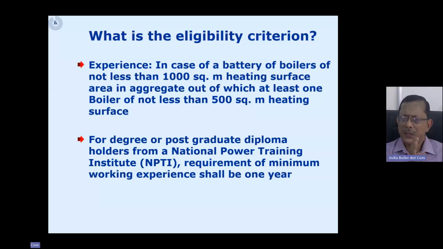You must have at least 2 years of experience if you are a degree engineer working in operation and maintenance of a boiler which is exceeding the surface area 1000 square meter. If it is a battery of boilers, then the aggregate heating surface area should exceed 1000 square meter with at least one boiler having more than 500 square meter area. And if you have a qualification of a degree in power plant engineering or a postgraduate diploma on power plant engineering from NPTI, then the experience requirement becomes 1 year.